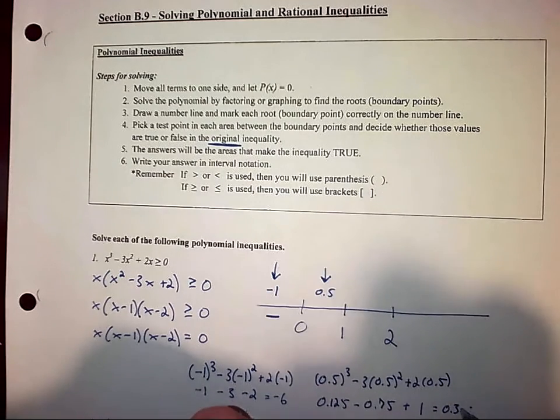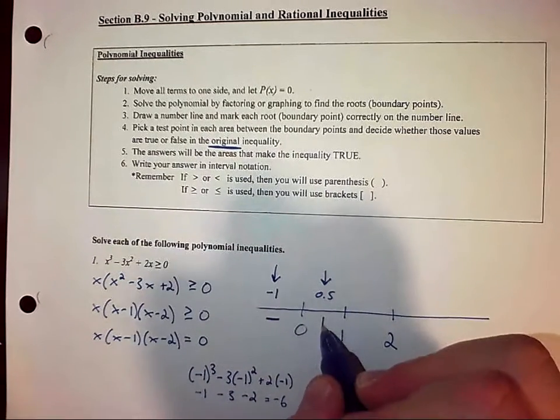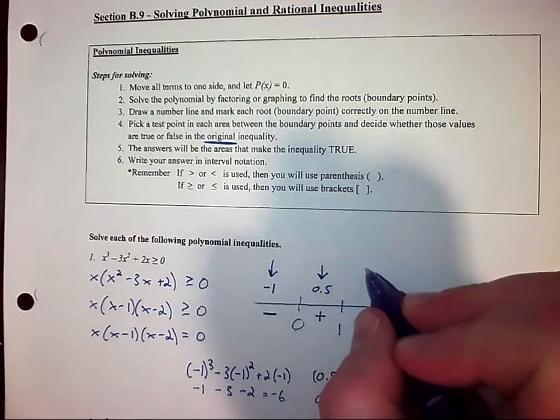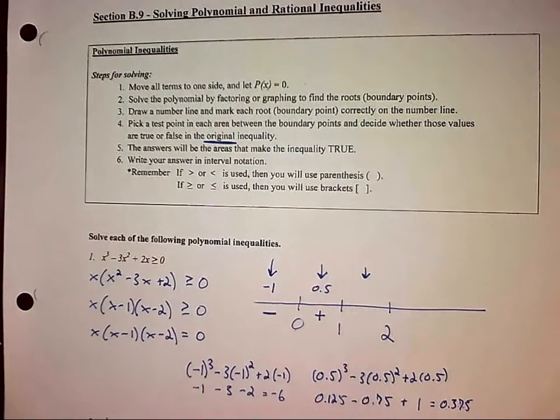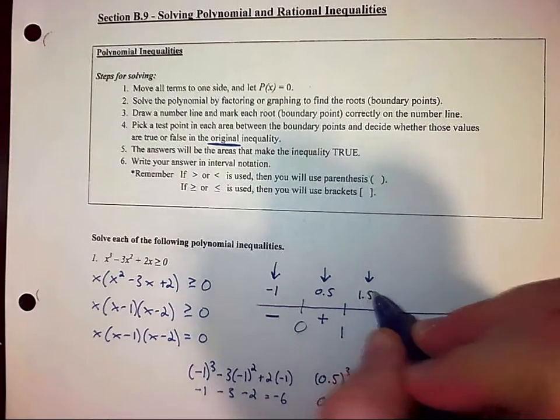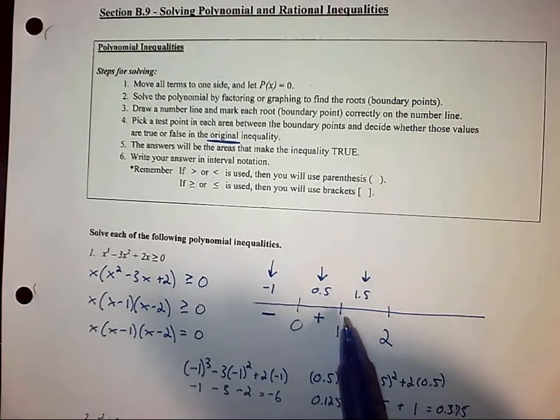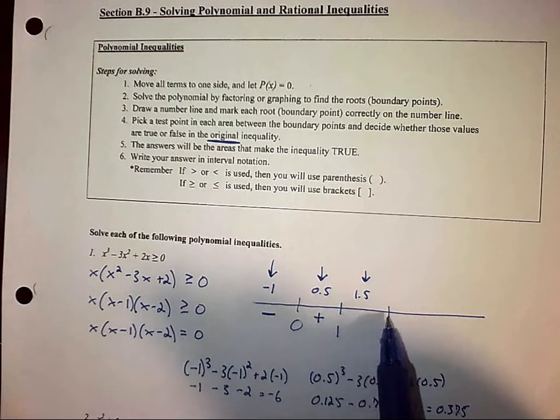Either way, it's positive, so we're going to say that this area right in here is positive. We're going to do the same thing right here. A test value in between 1 and 2 is going to be 1.5. And again, you can pick any value that you want between 1 and 2.